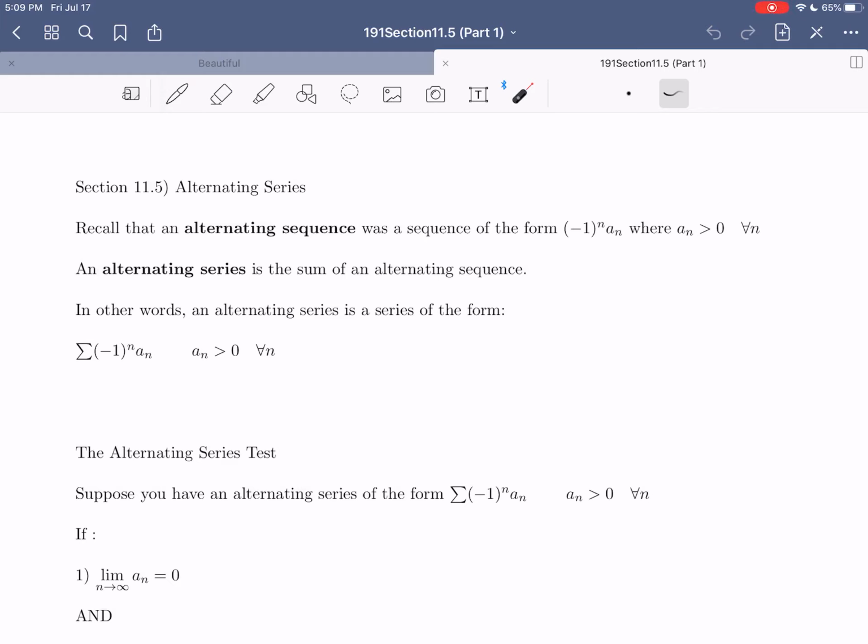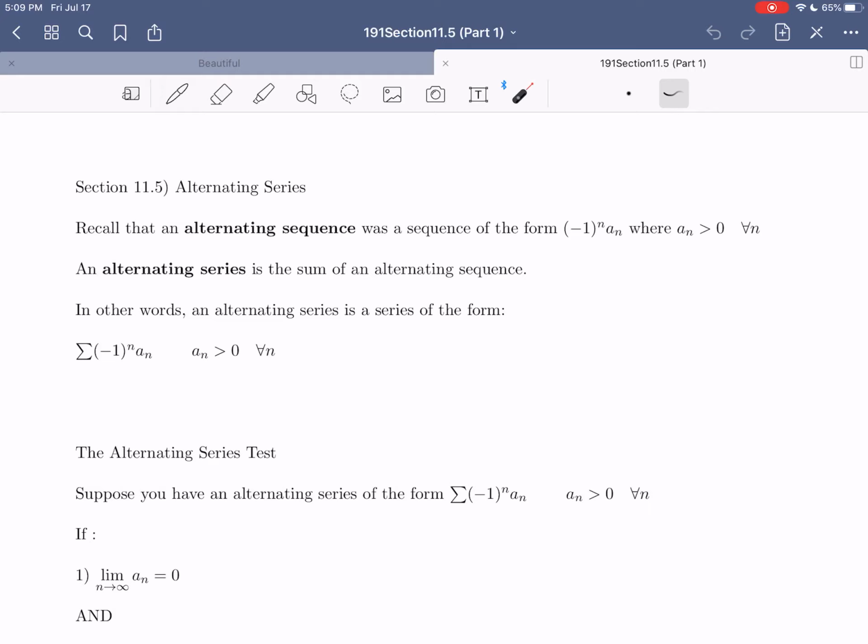In today's video, we're going to be starting into section 11.5 from your textbook. In this section, we're going to be introducing ourselves to the next type of series that we want to study, which is actually based on a very special type of sequence that we introduced back in 11.1.